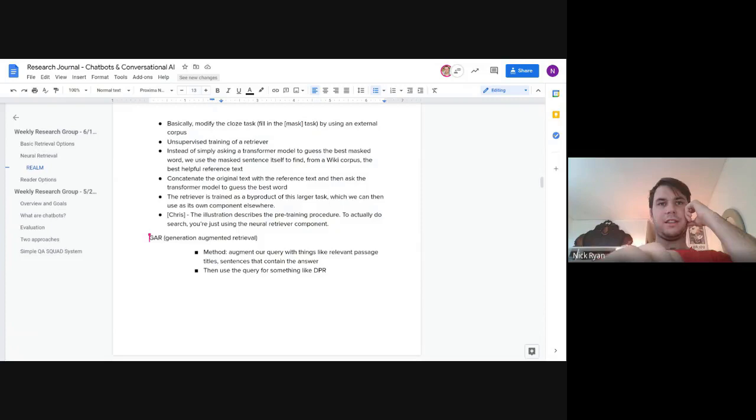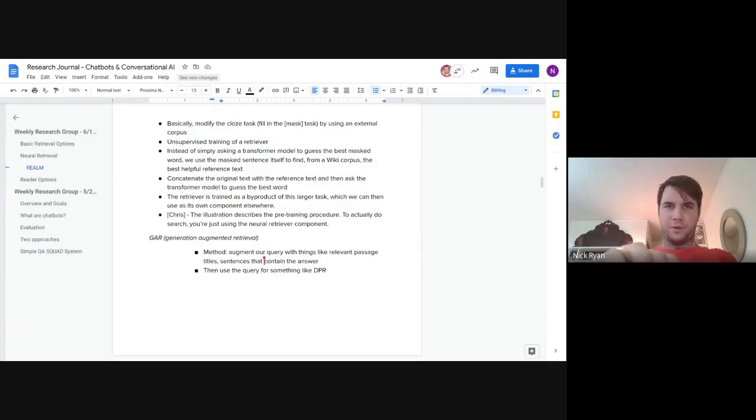But essentially, the idea is that you can use a DPR or something like that, but before you feed in your question to be encoded, you augment it with additional data. So similar to Realm, you would augment the query with things like, if your query was about Clark Gable, then you would feed in relevant passage titles like Clark Gable, which would be the title of his Wikipedia page, and maybe the surrounding sentences from which the question is most relevant in Wikipedia.